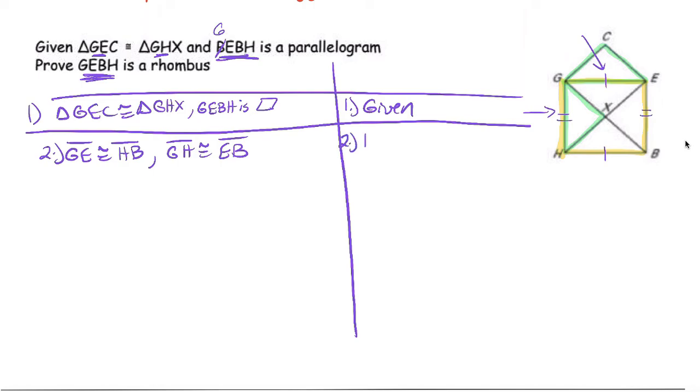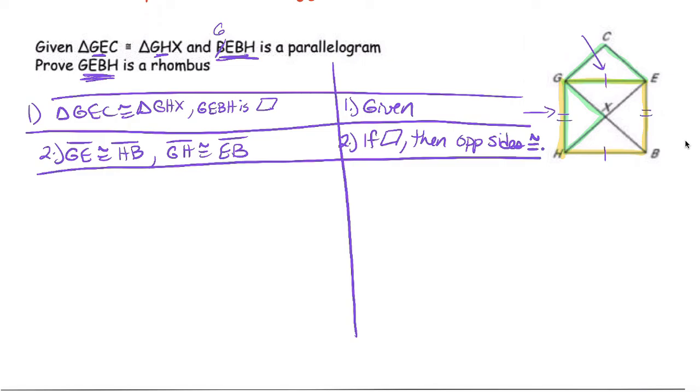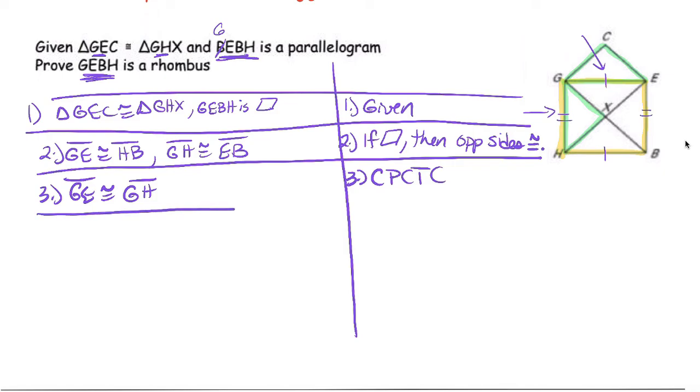And the reason there would be if parallelogram, then opposite sides congruent. I'm going to now use the congruent triangles in order to say that GE is congruent to GH by CPCTC. Corresponding parts of congruent triangles are congruent.